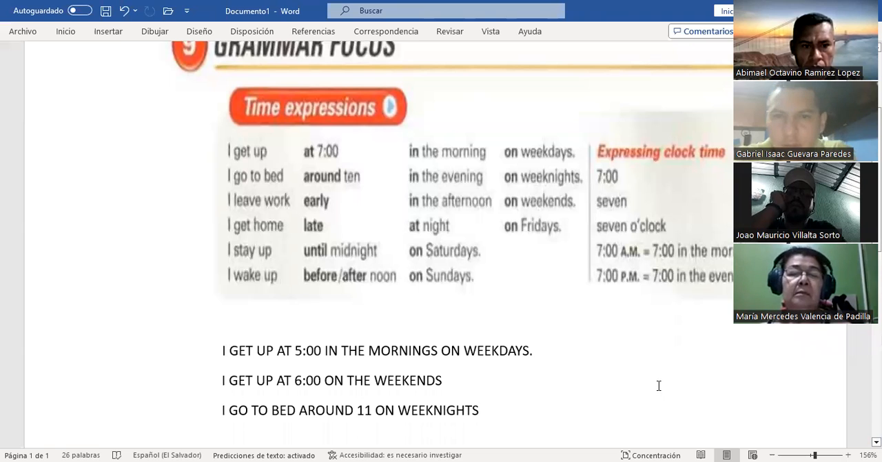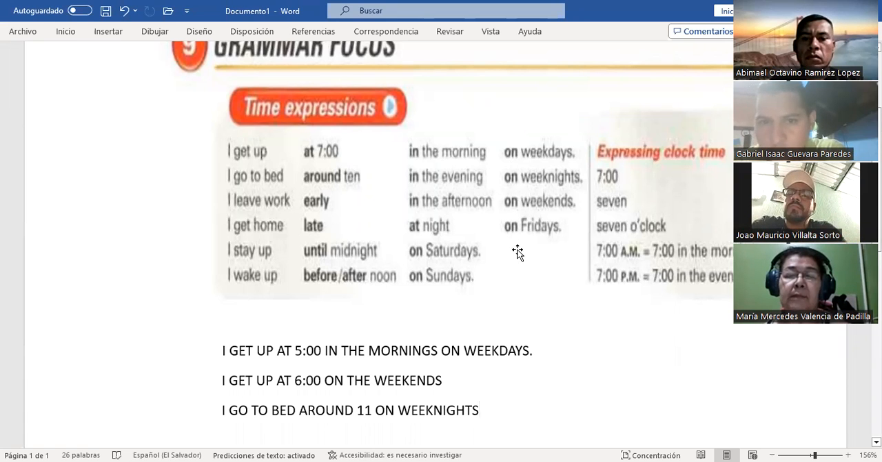Time expressions. Yes, Gabriel. When do we use "on"? Only with weekdays, weeknights, weekends, or Fridays? The examples are like this: on weekdays, on weeknights, on weekends, on Fridays. This is specific for days.